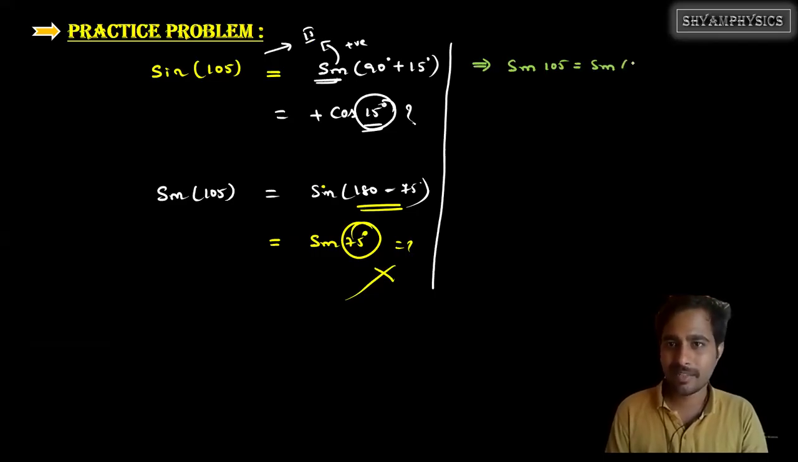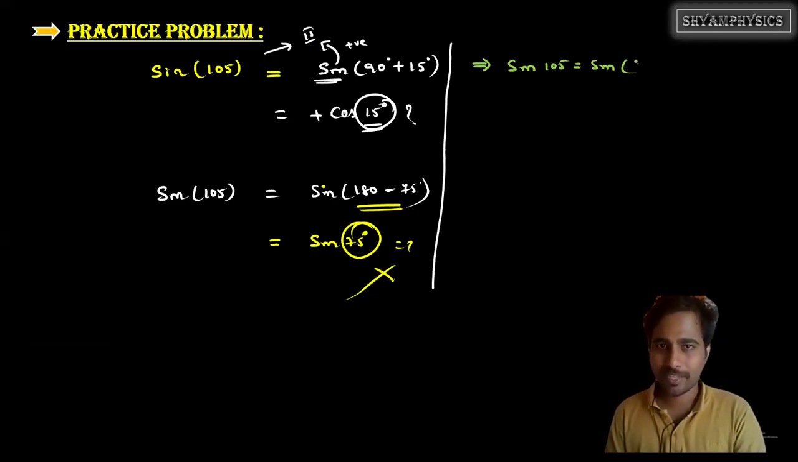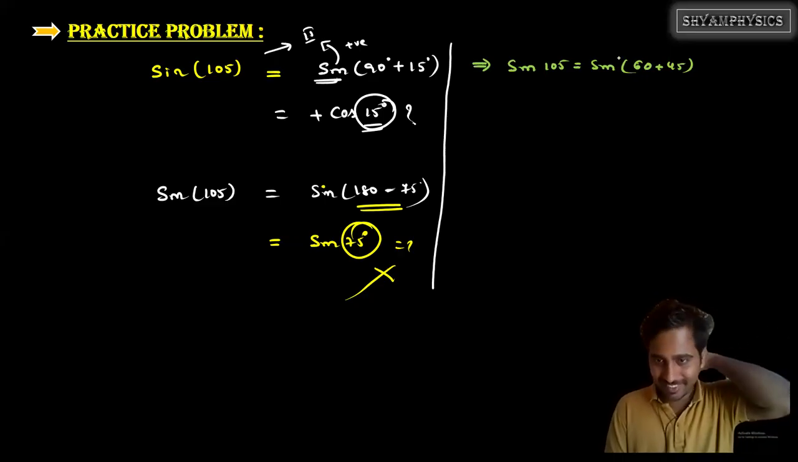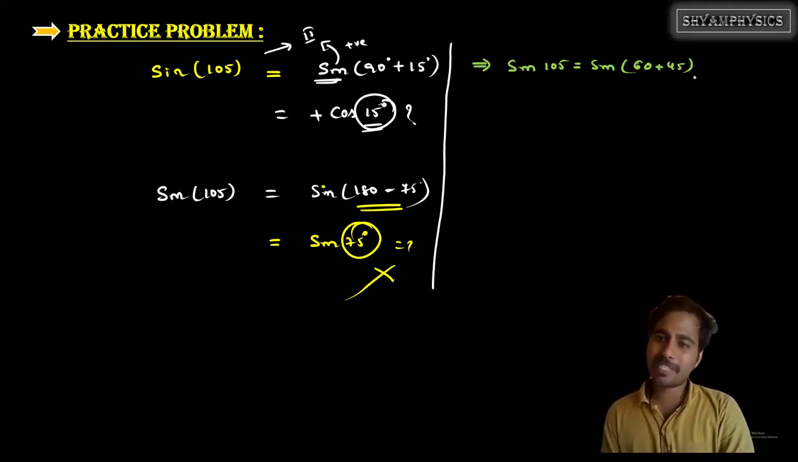Sir, we'll write this in standard values, like 60 plus 45. But you can't do this with that method, 90 plus theta, 90 minus theta. That 90 plus theta, 90 minus theta belongs to quadrant theory. Now this 105 can be written as 60 plus 45.